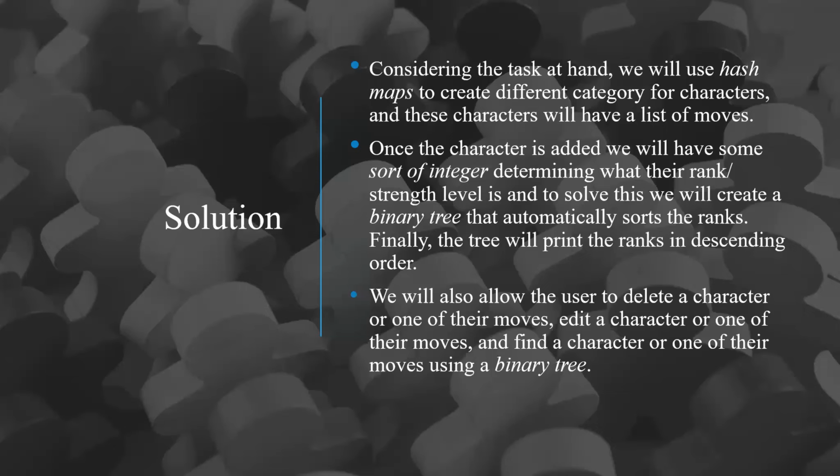Considering the task at hand, we will use hash maps to create different categories for characters, and these characters will have a list of moves. Once the character is added, we will have some sort of integer determining what their rank/strength level is. And to solve this, we will create a binary tree that automatically sorts the ranks. Finally, the tree will print the ranks in descending order.